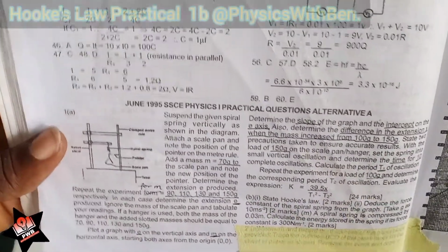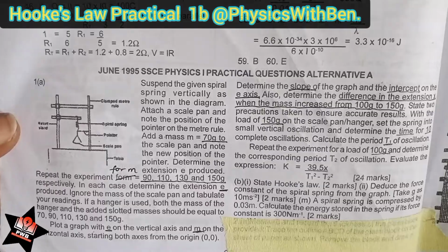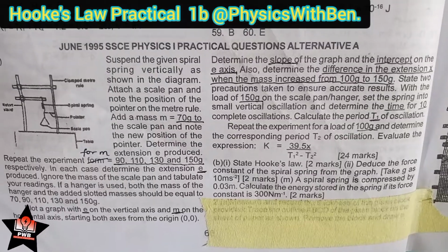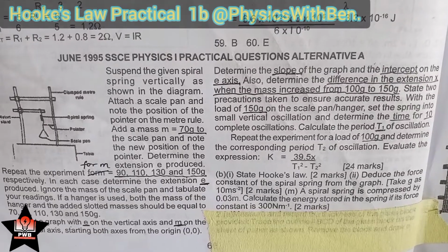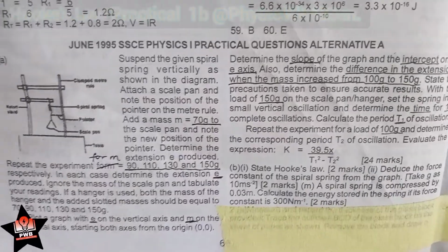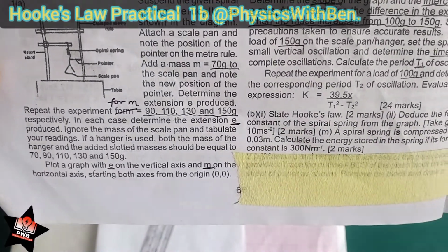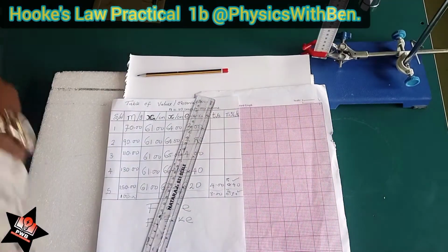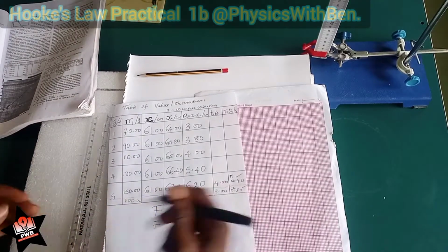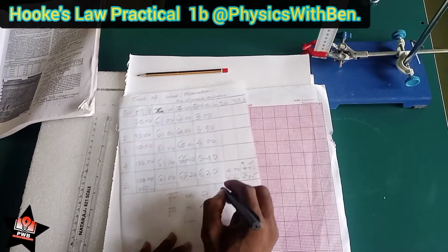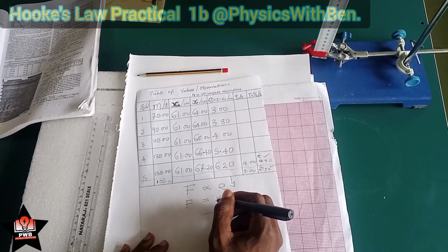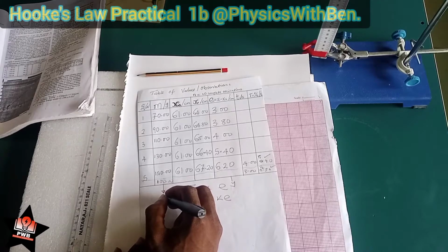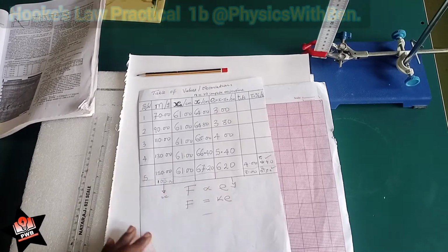If you have watched the other video, you will not be confused. If you have not, go back and watch that video. You can find the link in the description box. So we are asked to plot the graph of E on the vertical axis and M on the horizontal axis. That is what we are going to do right now. So the graph of E on the vertical, that is this column on Y, and M on the horizontal axis.